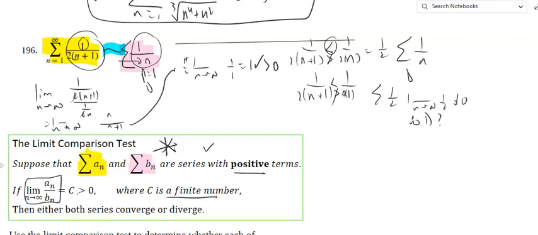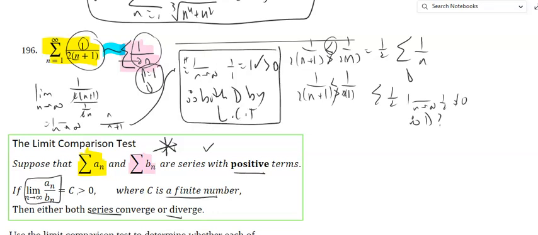As long as it's a finite number. Therefore, either both converge or both diverge. Therefore, both, and since I showed this diverges by limit comparison test. So this is proof by example, or shown to you by example.